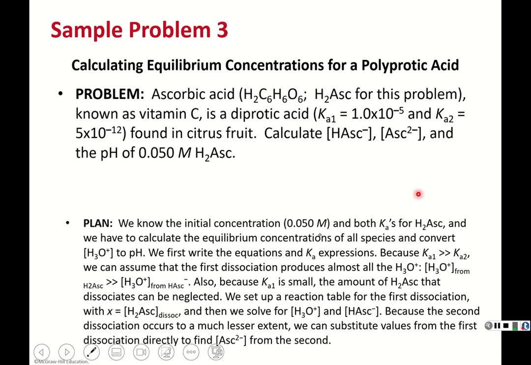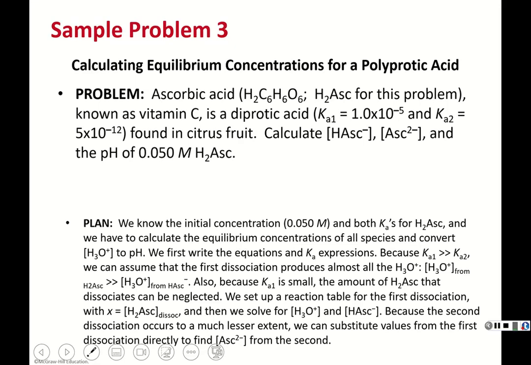Okay, so let's try a practice question using a polyprotic acid. And this one will be ascorbic acid, which has 2 protons that it can give up, and we can abbreviate that as H2Asc. All right, this is vitamin C. Okay, it's a diprotic acid with Ka values of 1 times 10 to the minus 5 and 5 times 10 to the minus 12. All right, it's naturally found in citrus fruit.